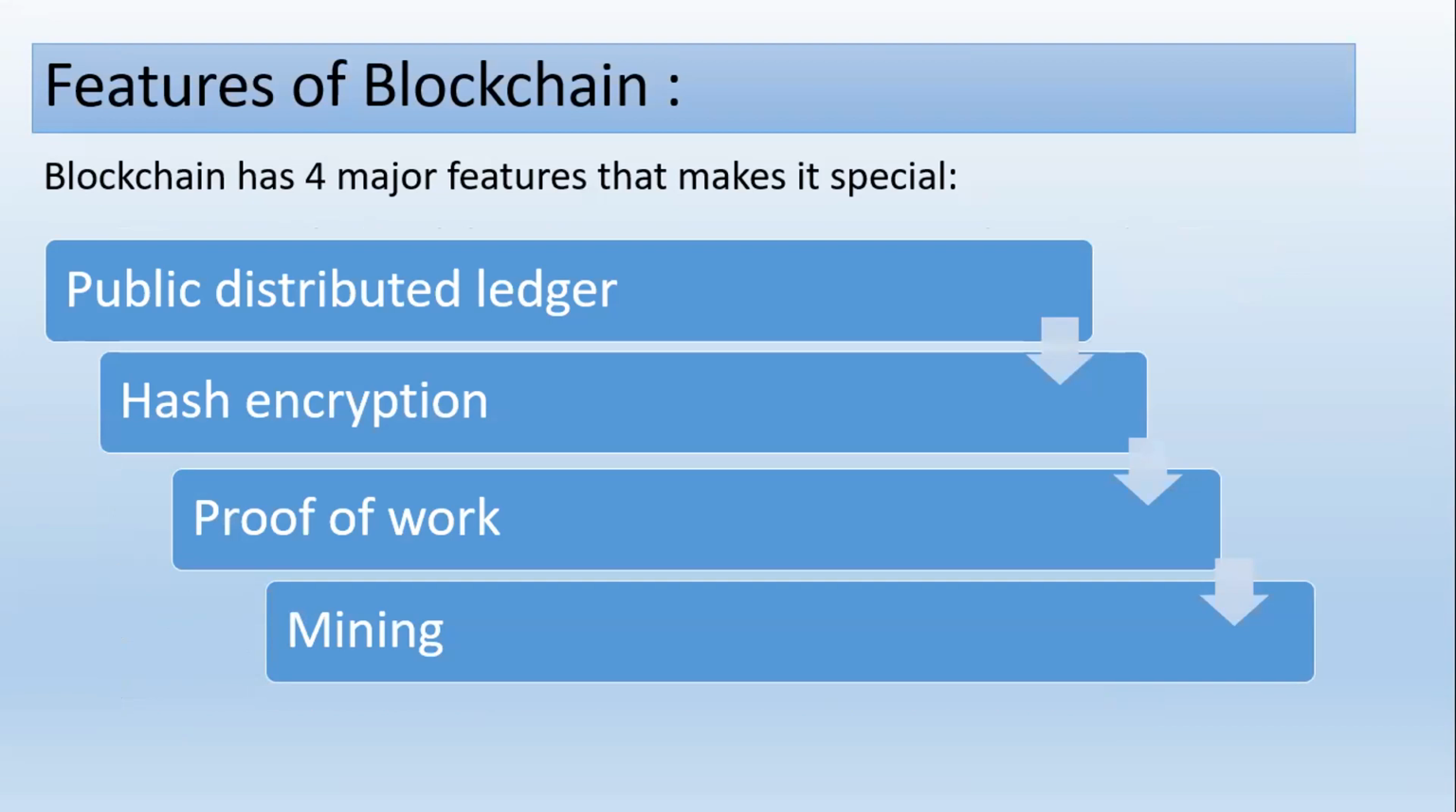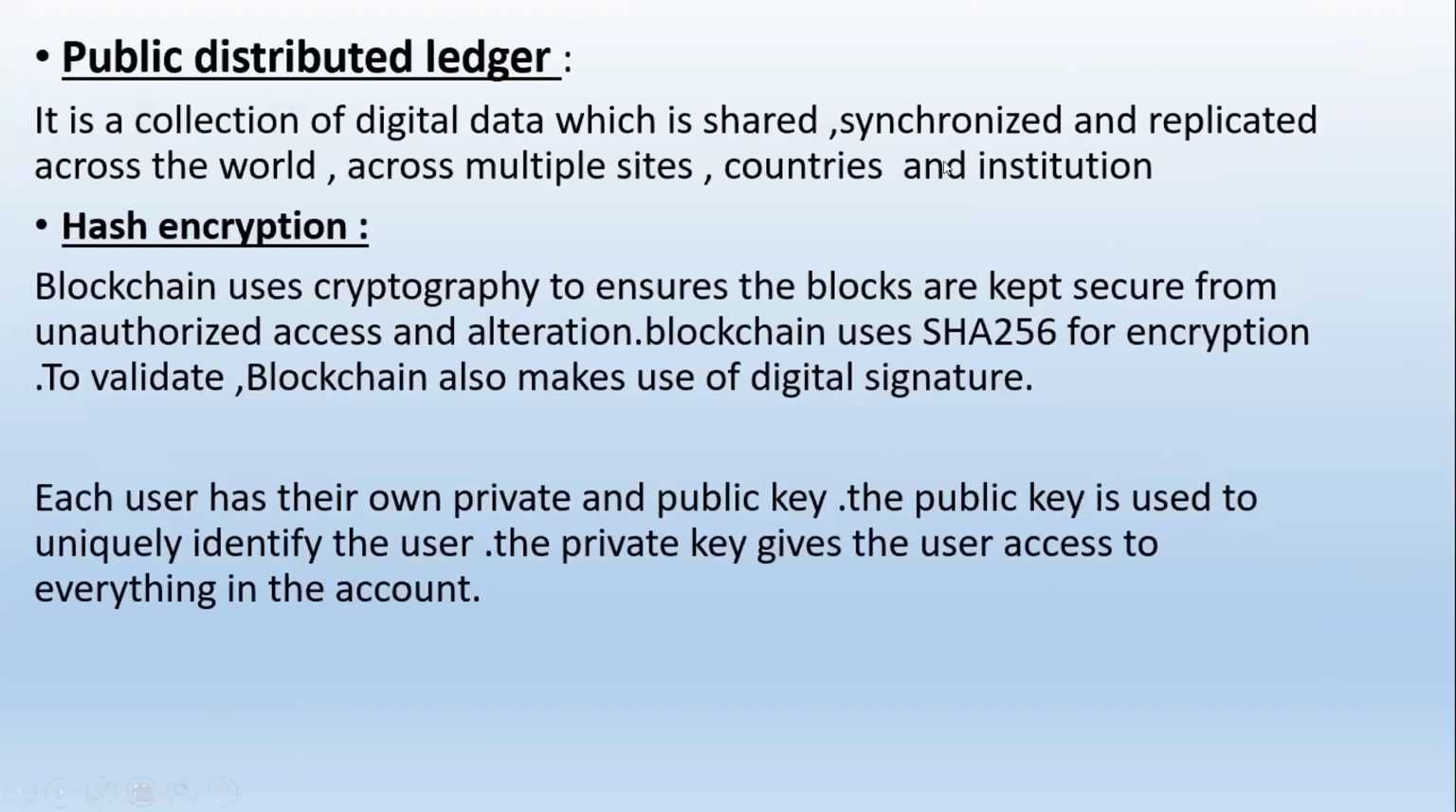There are four major features that make it special. First is the public distributed ledger, second is hash encryption, third is proof of work, and fourth is mining. Coming to the public distributed ledger, it is a collection of digital data which is shared, synchronized, and replicated across the world, across multiple sites, countries, and institutions. Consider a blockchain that can be accessed by anyone in the network around the world. Now, someone decides to alter this data, and the data in one of the blocks has changed. Since everybody has a copy of the ledger, the alteration can be found and data tampering is prevented. This is how no one can change the data in the blocks.